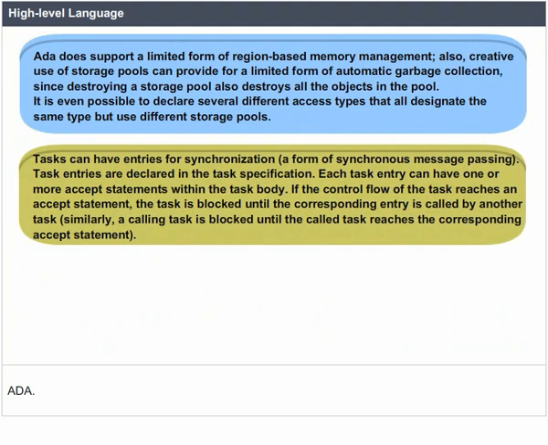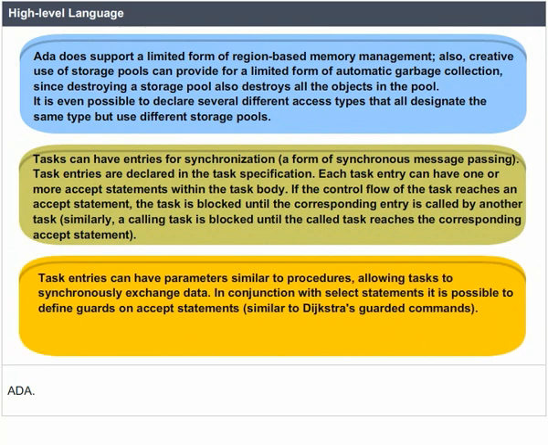Tasks can have entries for synchronization, a form of synchronous message passing. Task entries are declared in the task specification. Each task entry can have one or more accept statements within the task body. If the control flow of the task reaches an accept statement, the task is blocked until the corresponding entry is called by another task. Similarly, a calling task is blocked until the called task reaches the corresponding accept statement. Task entries can have parameters similar to procedures, allowing tasks to synchronously exchange data. In conjunction with select statements, it is possible to define guards on accept statements, similar to Dijkstra guarded commands.